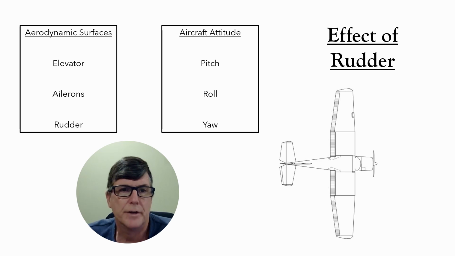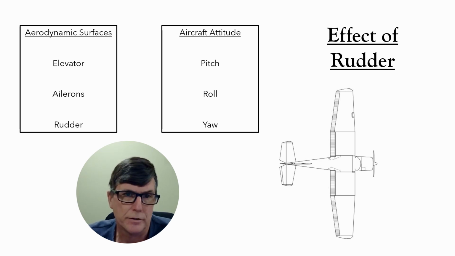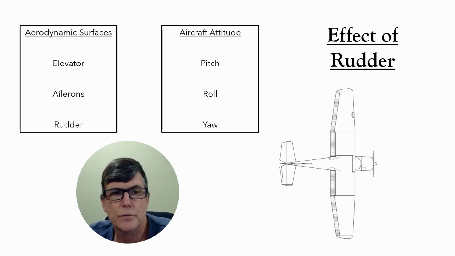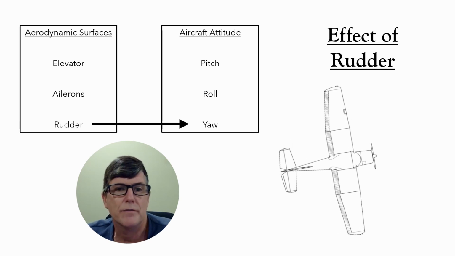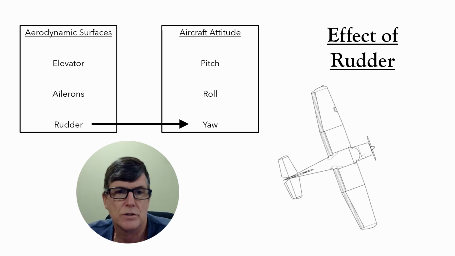The final aerodynamic control is the rudder. The rudder is a control surface on the trailing edge of the vertical stabilizer. The pilot moves the rudder by pressing on the pedals. The primary effect of the rudder is to change the yaw attitude.